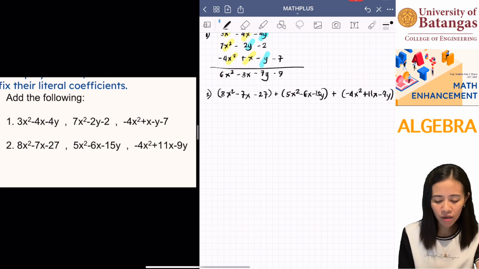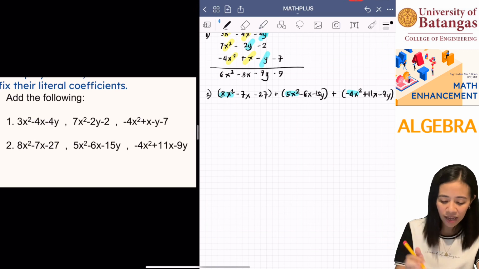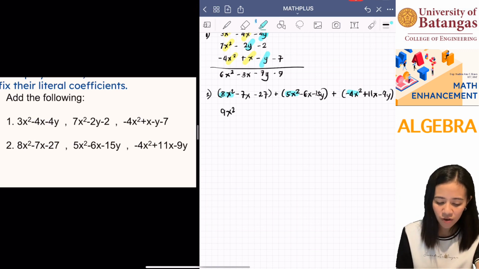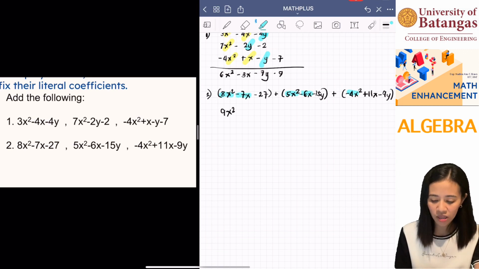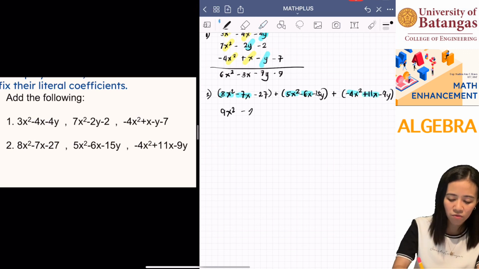So, you have 8x squared, 5x squared, and then negative 4x squared. So, that would be 8 plus 5, 13, minus 4, so you get 9x squared. Okay? And then you have x terms, so you have negative 7x, negative 6x, so that's negative 13x. Negative 13 plus 11x, so you get negative 2x. Ano nga po? So, negative 2x.